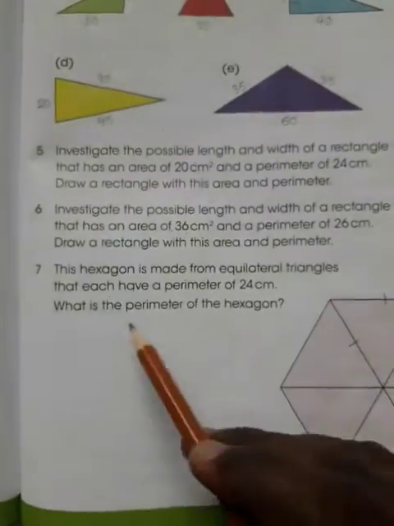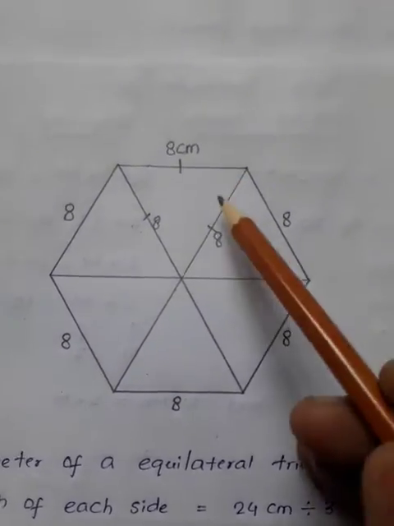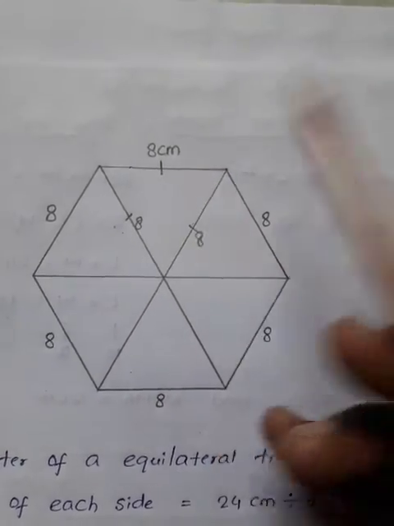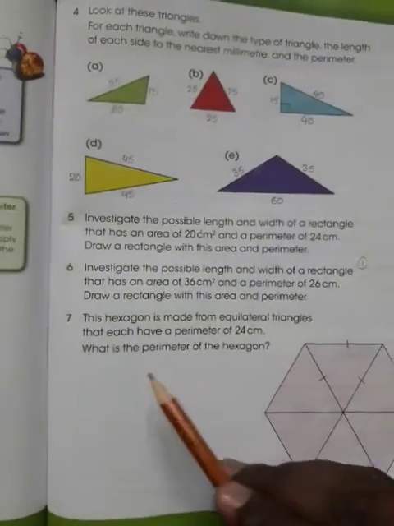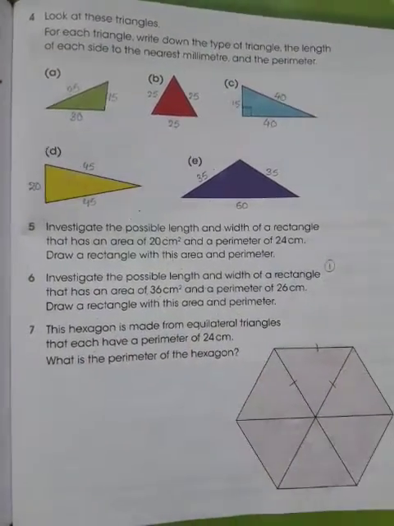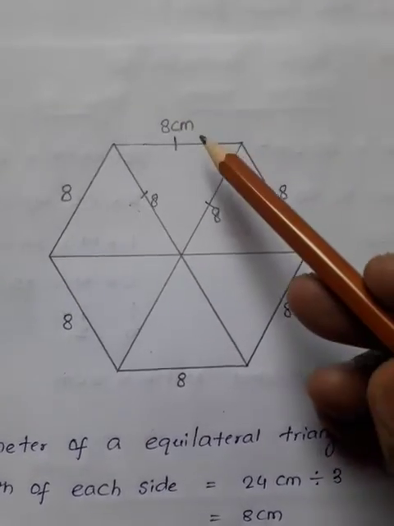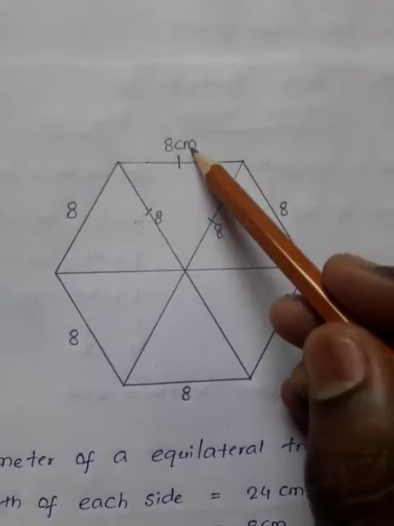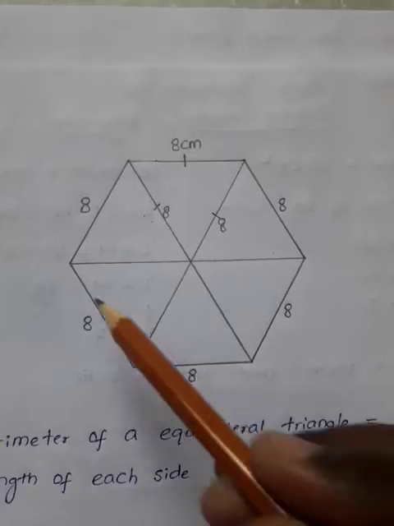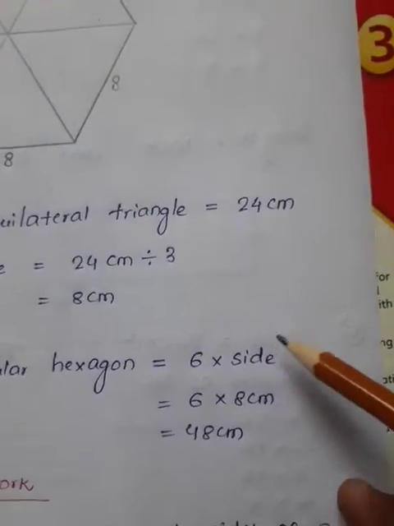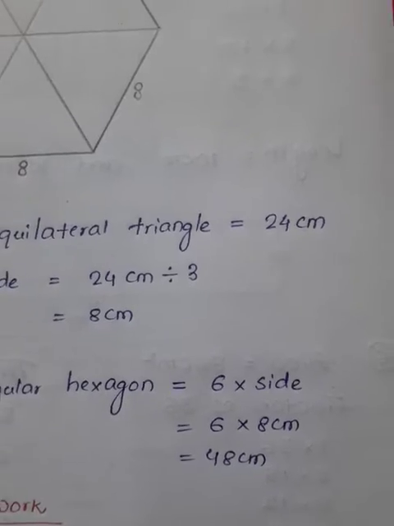Now we are asked to find the perimeter of the hexagon. But to find the perimeter of the hexagon, I don't need the inside values. I need only the outside. As he said in the beginning, the hexagon is made of equilateral triangles, that means all the outside sides are the same. So I take only the outside values: 1, 2, 3, 4, 5, 6. There are 6 sides and each side is 8. So 6 multiplied by 8 is 48 centimeter.